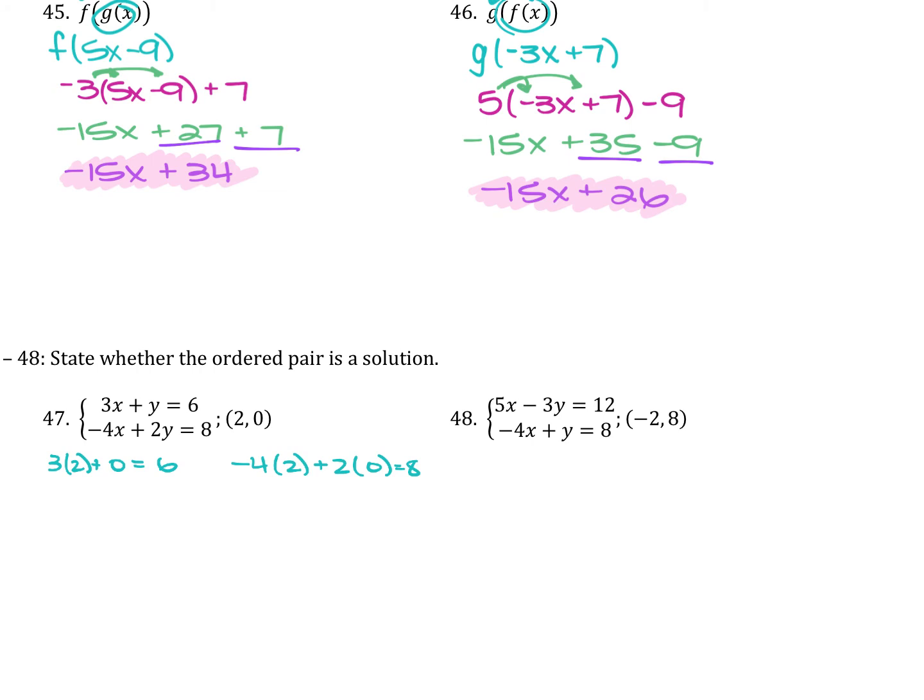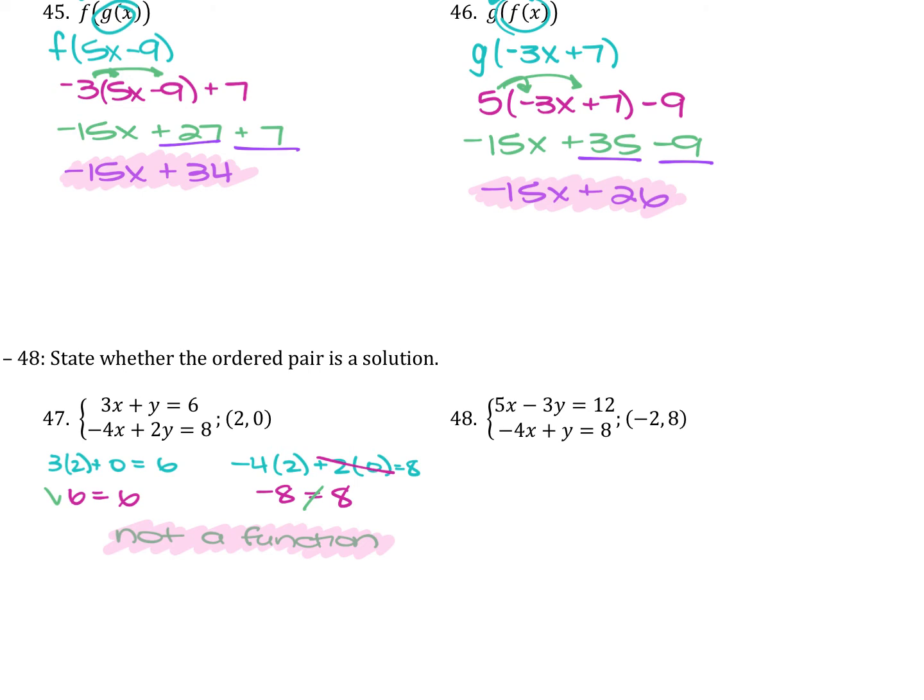So with the one on the left, the 3 times 2 is 6, plus 0 is just 6, is equal to 6. That gives us a true statement. Check the other one, though. The negative 4 times 2 is negative 8, plus 2 times 0 cancels out. Negative 8 is equal to 8. That is not true. So because one of these is not true, it does not give us a true statement at all. So this one is not a solution. They both have to be true in order for it to be a solution.